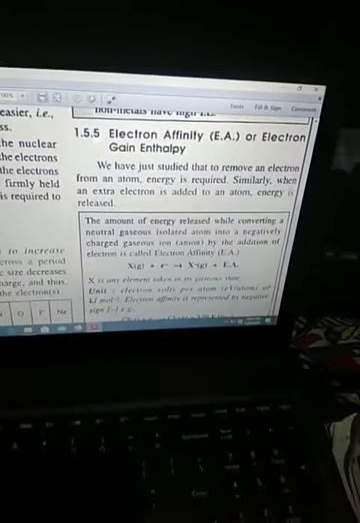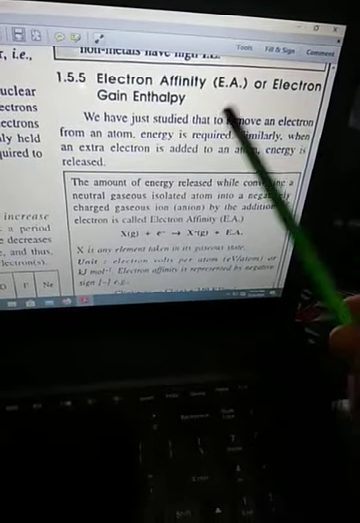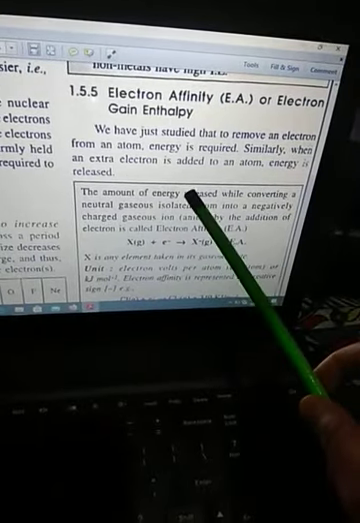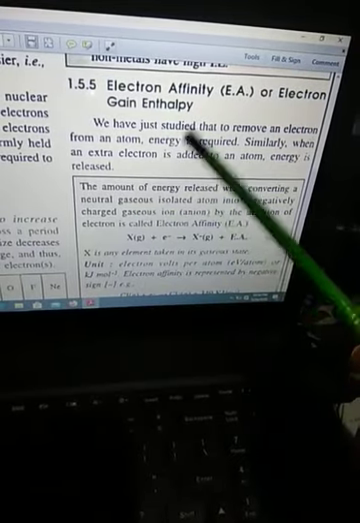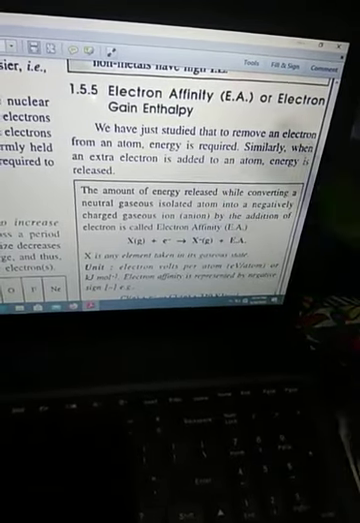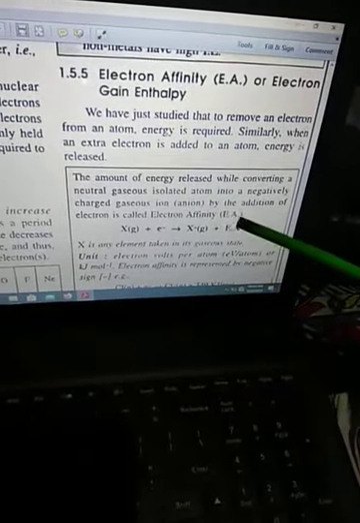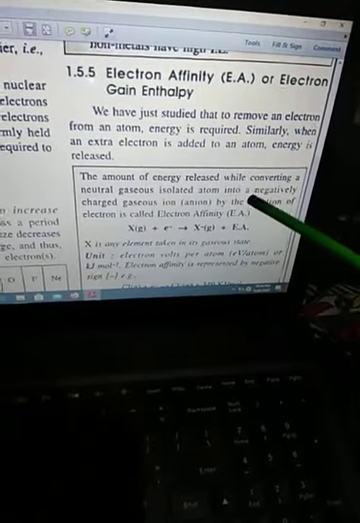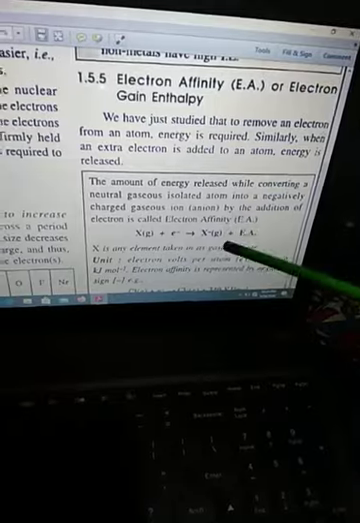Next we have the next periodic property, electron affinity, or we also call it electron gain enthalpy. So we'll know its definition. It is just the opposite of ionization energy or ionization potential. So electron affinity is the amount of energy released. Now it is not an energy required, but it is the energy released when you convert a neutral gaseous isolated atom into a negatively charged gaseous ion by the addition of an electron.